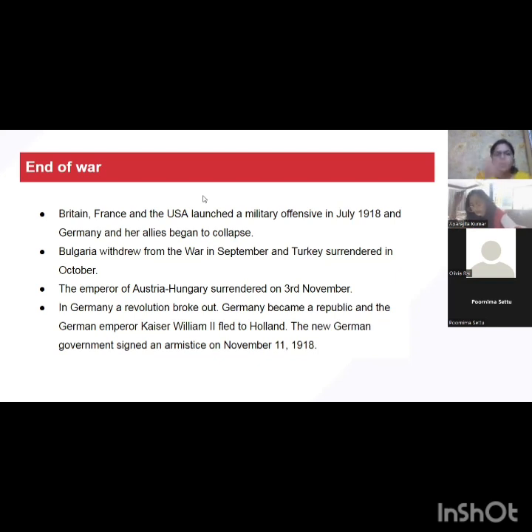So first Bulgaria surrendered, then Turkey surrendered, and next we come to know that on 3rd November, even Austria-Hungary surrendered. Now one by one, all the German allies surrendered. So finally, Germany had no option. Now there was a revolution in Germany where people were not in support of this war, and they wanted to bring a solution to this.